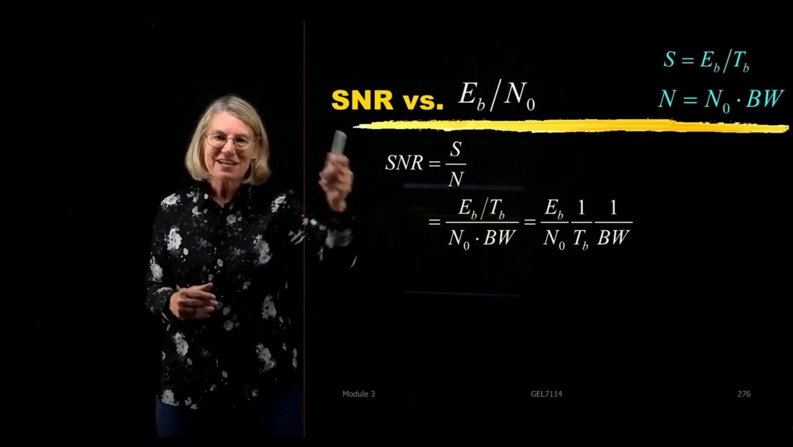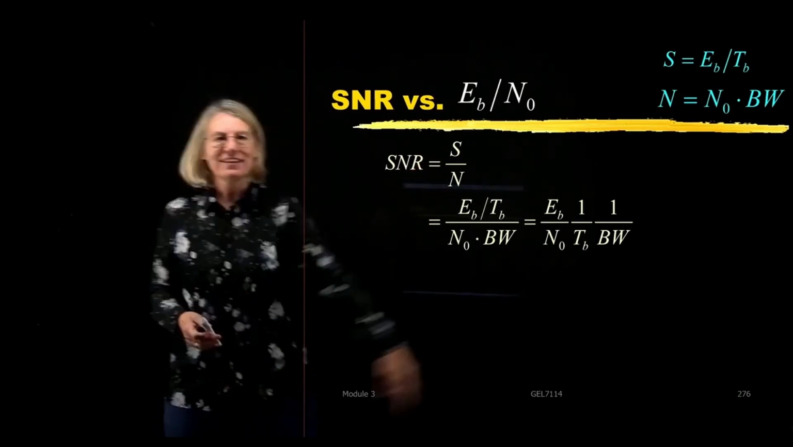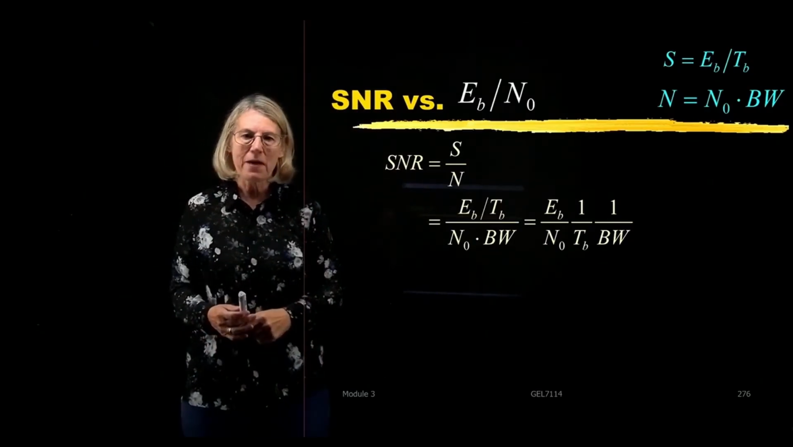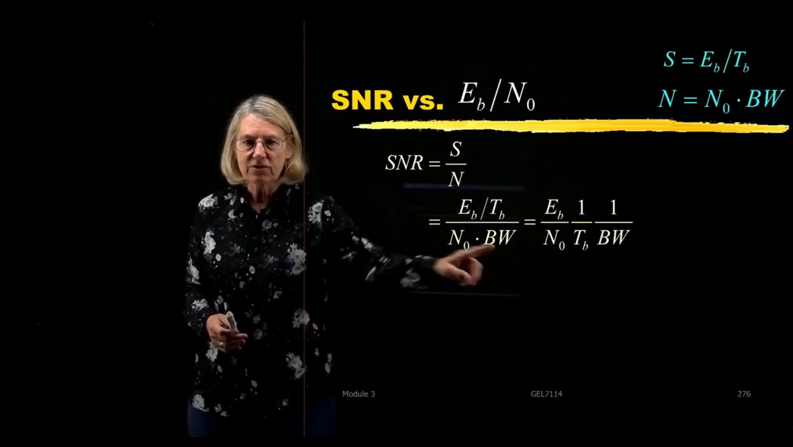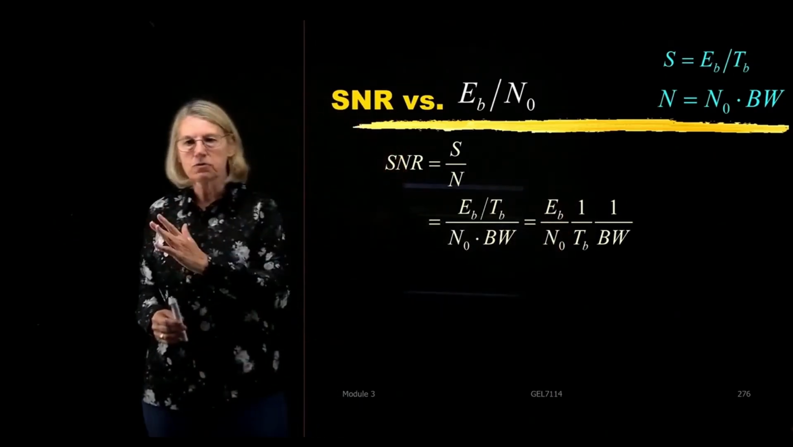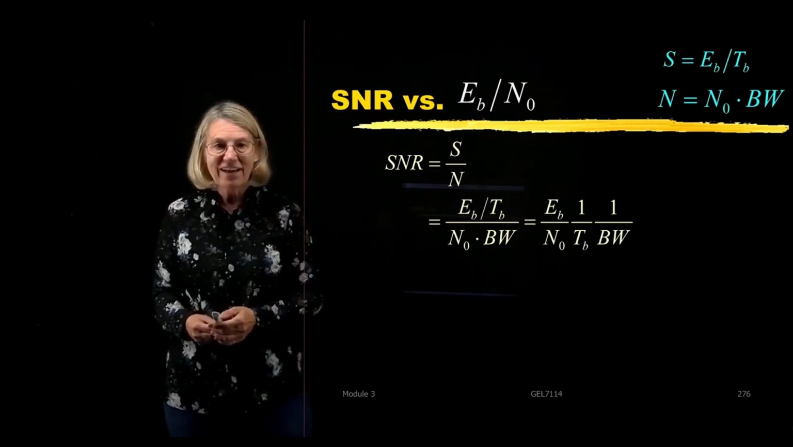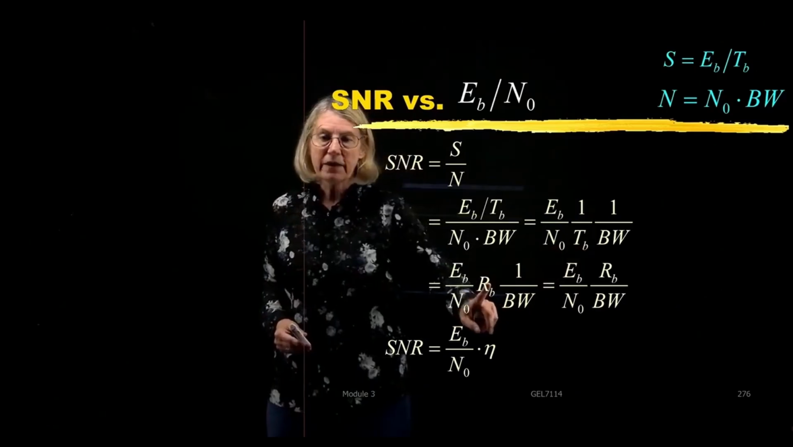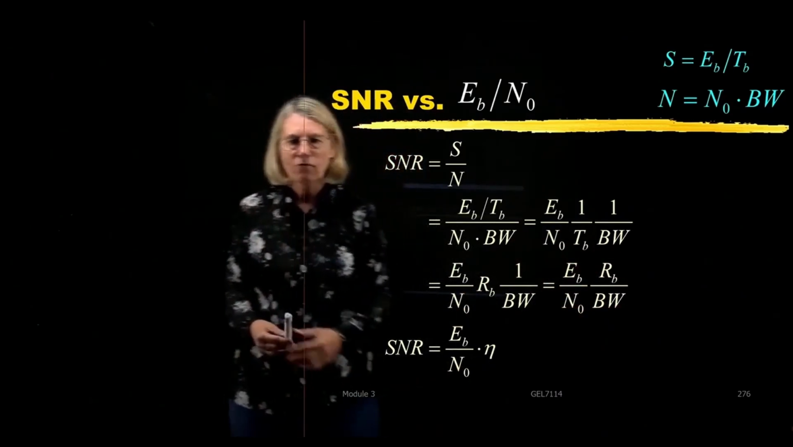So now let's go from SNR to Eb over N0. SNR is S divided by N. Now we have our two expressions for S and N and how they relate to the terms in the digital domain. The S is Eb over Tb, and the N is N0 times the bandwidth. Now I'm going to isolate the Eb over N0, push that to the side, and now I've got Tb divided by bandwidth. I'm going to think of 1 over Tb being Rb, the bit rate. And so now I have Eb over N0, and I have this Rb over bandwidth.